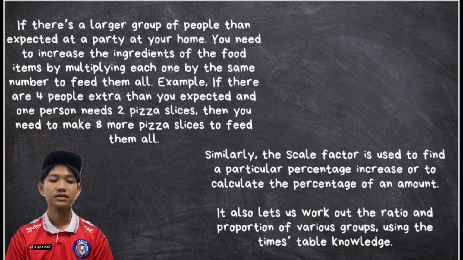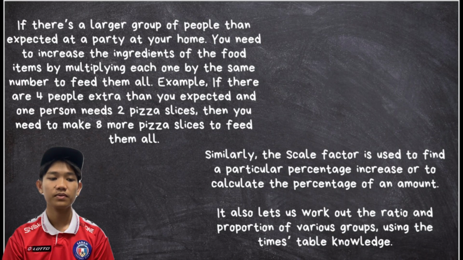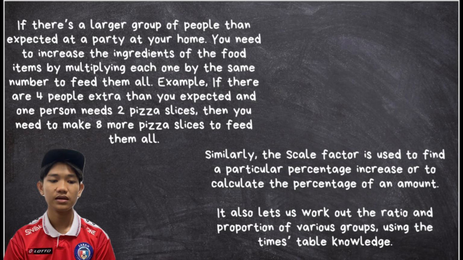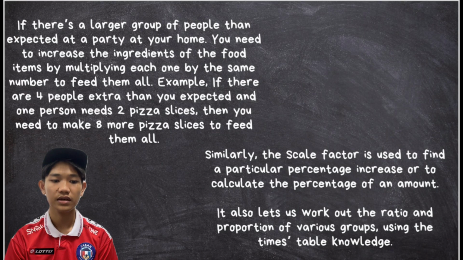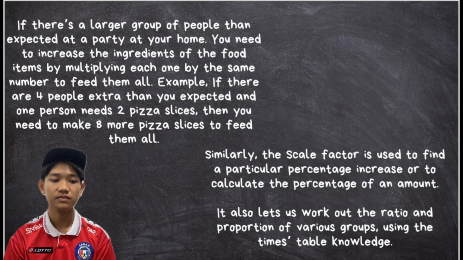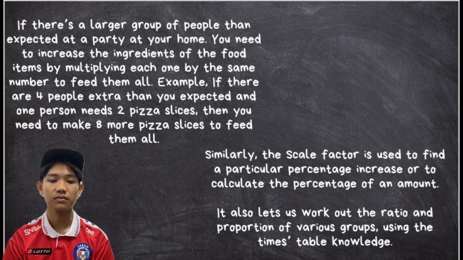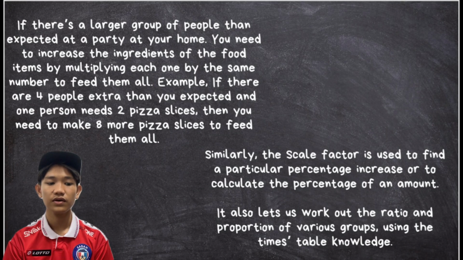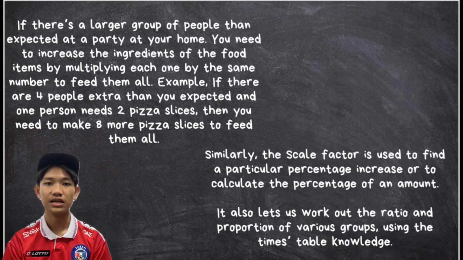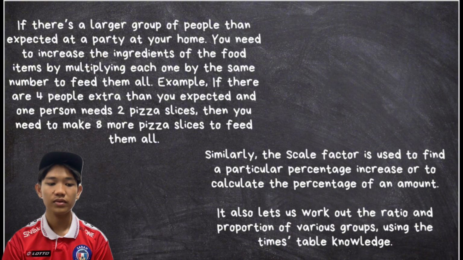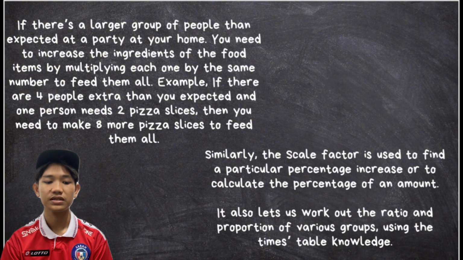If there's a larger group of people than expected at a party at your home, you need to increase the ingredients of the food items by multiplying each one by the same number to feed them all. Example, if there are 4 people extra than you expected and one person needs 2 pizza slices, then you need to make more pizza slices to feed them all.